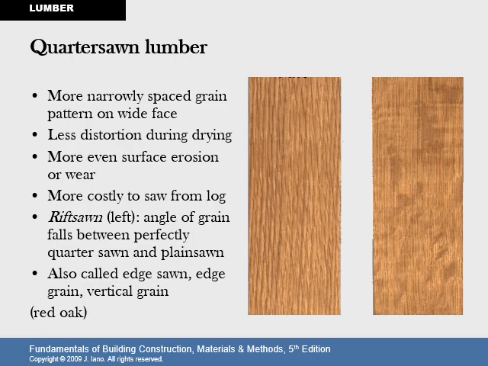Quarter sawn lumber has a more narrowly spaced grain pattern on the wide face, less distortion during drying, and more even surface erosion or wear. It's more costly to saw from the log. Rift sawn is the angle of grain that falls between perfectly quarter sawn and plain sawn. Also called edge sawn, edge grain, and vertical grain. We're seeing examples of red oak.